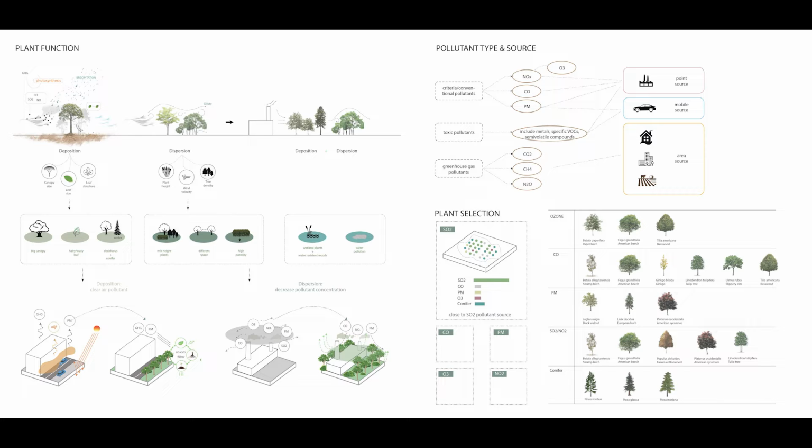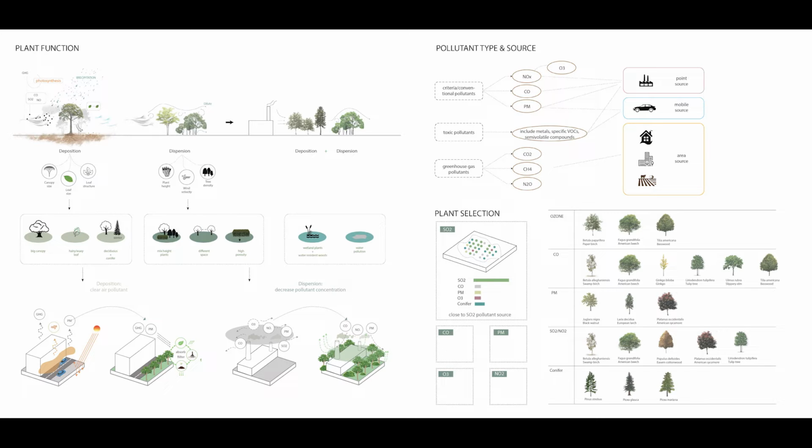Dispersion means different heights of plants can dilute air pollutants and reduce their concentration to a low percentage, which is not harmful for respiration. So deposition is to clean air pollutants and dispersion is to dilute air pollutants.